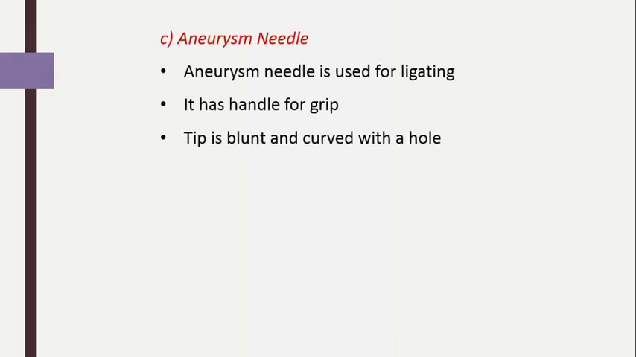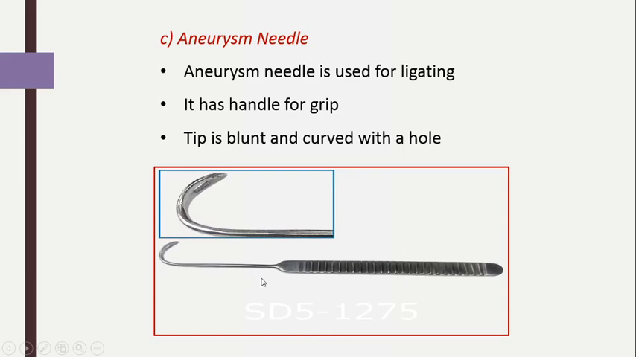Let's move to another, that is the aneurysm needle. This particular needle is used for ligating purposes, to tie the blood vessels and tissues. You can see in this picture, this is an aneurysm needle. Here it has a handle for grip, and the tip is blunt and curved with a hole.